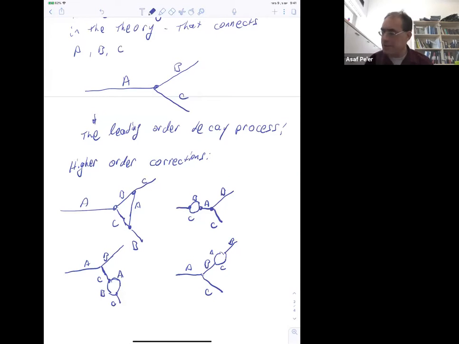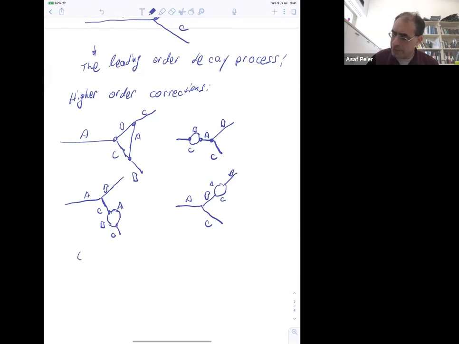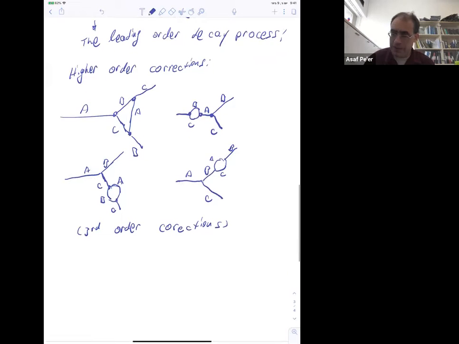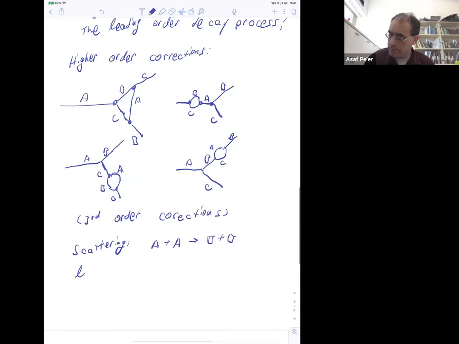The theory also allows scattering. We can have a scattering within this theory: A plus A scatters into B and B. So how would I draw the leading order diagram?